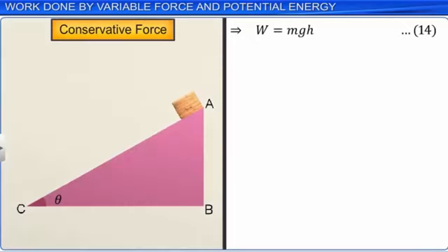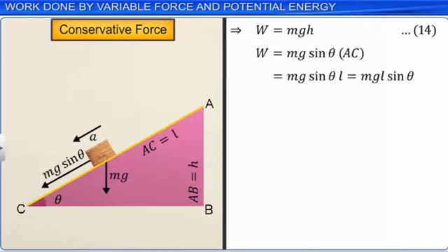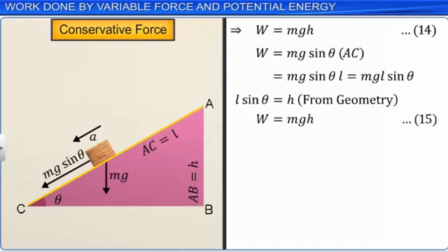When the same box slides down the smooth inclined plane at an inclination of theta with the horizontal, the force acting down along the incline is mg sin theta. The distance travelled by the box is L. Hence, the work done by gravity on it is denoted by the expression W = mg sin theta × L. On simplifying, we get work done as mgh, as shown in expression 15.